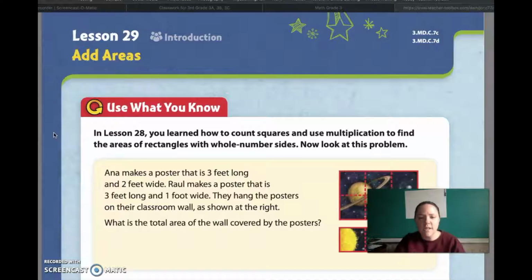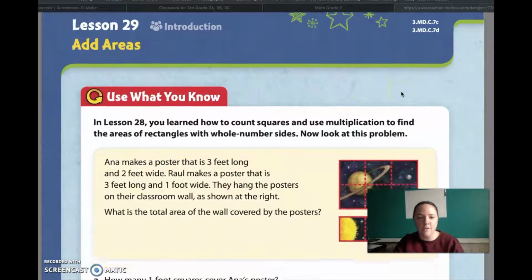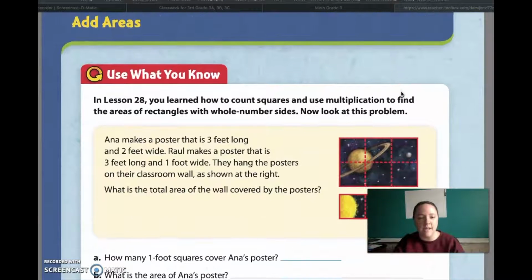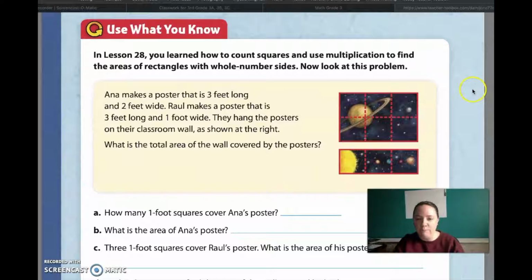So let's look at this problem. I have it up on my board so you can see it, up on my computer. It says, use what you know. And lesson 28 tells us that we learned to count the squares and we use the multiplication to find them. Now we need to look at this problem. It says, Anna makes a poster that is 3 feet long. So if we look, 1, 2, 3 feet long and 2 feet wide, sorry, I read that wrong, 2 feet wide.